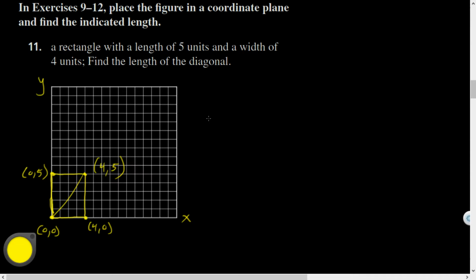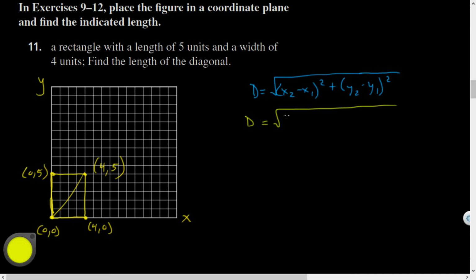So if I want to find that distance, what is the distance formula, friends? x2 minus x1 squared plus y2 minus y1 squared, all under the square root. And so distance here is going to equal the square root of 5 minus 0 squared plus 4 minus 0 squared. So that's the square root of 5 squared plus 4 squared. That's going to equal the square root of 25 plus 16.